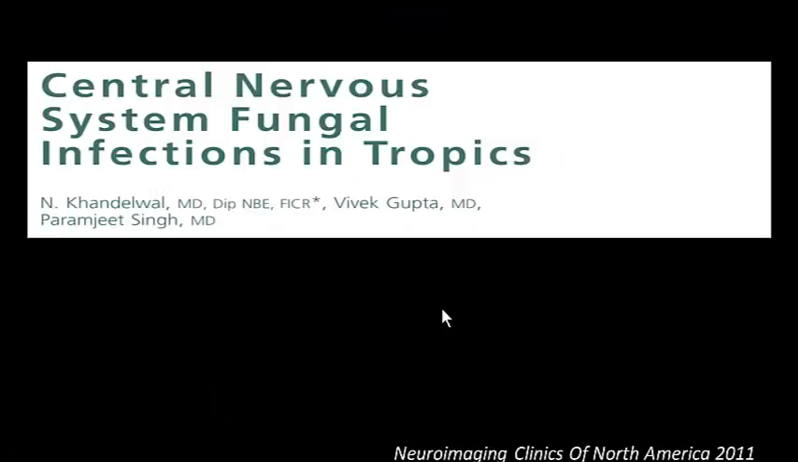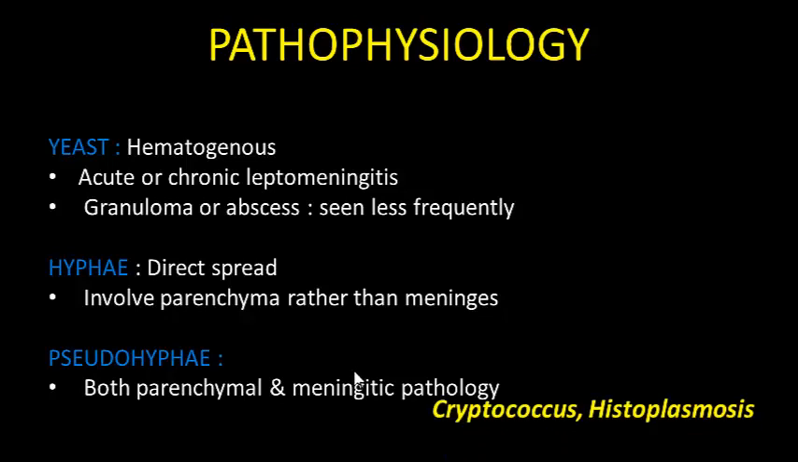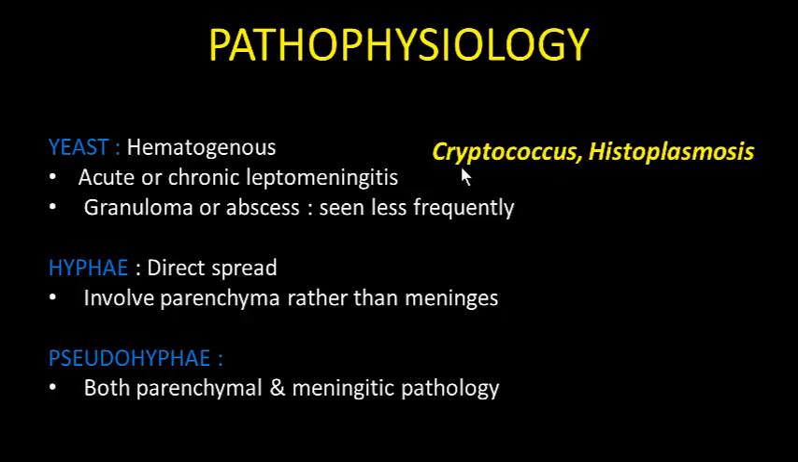So moving on to fungal infection. Usually the common infections in the immunocompromised are Aspergillus and Candida, whereas in both immunocompetent and immunocompromised patients you can see Cryptococcus, Coccidioidomycosis or Histoplasmosis. Pathophysiologically, yeasts like Cryptococcus are common. They can present in the form of granuloma or abscess formation. The hyphae involve the parenchyma rather than the meninges in Aspergillus or Mucor. In pseudohyphae, it is the Candida, where both parenchymal and meningeal involvement can be there.